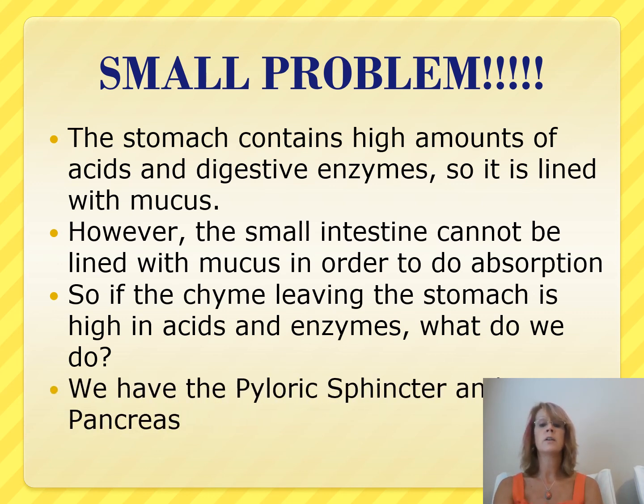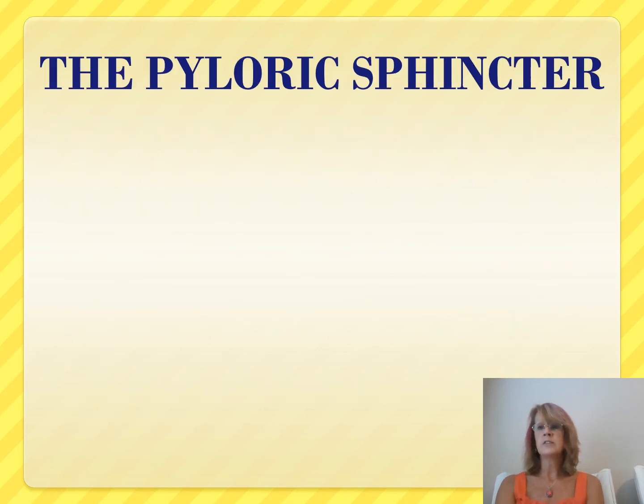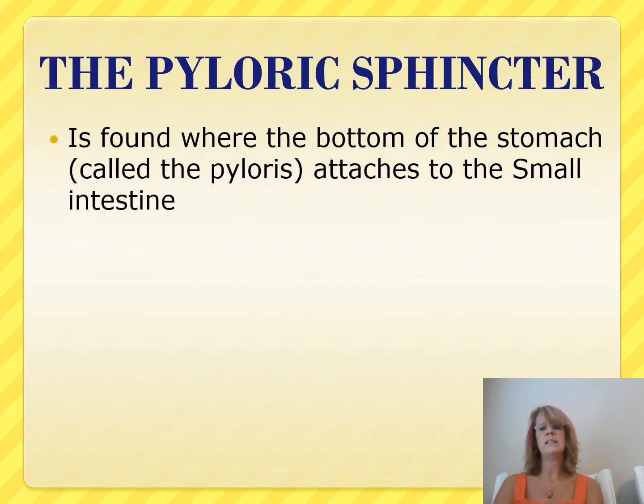So therefore, we have what's called the pyloric sphincter. The pyloric sphincter is the second door that we have. It's found at the bottom of the stomach. And remember, where the small intestine attaches to your stomach is called the pylorus. So this is called the pyloric sphincter. And it's a second doorway.